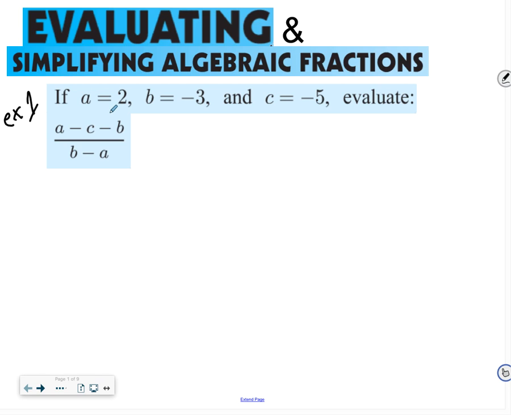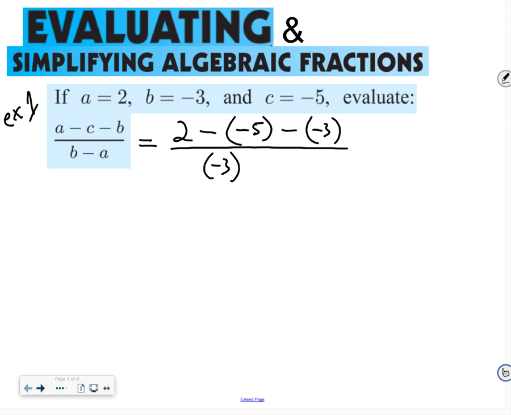So if I want to evaluate this and substitute in my A, B, and C values, I can go ahead and put in 2 for A, minus my C, which is negative 5, so I'm going to use a parenthesis because it's negative, and minus B, my B is negative 3, so again utilizing my parentheses. Divided by B, which is negative 3, minus A, which is 2.